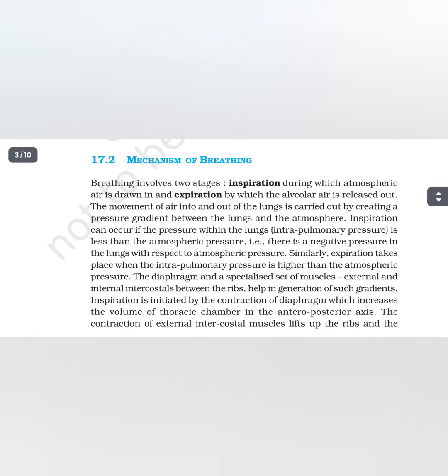Mechanism of breathing. Breathing involves two stages: inspiration, during which atmospheric air is drawn in, and expiration, by which the alveolar air is released out. The movement of air into and out of the lungs is carried out by creating a pressure gradient between the lungs and the atmosphere.